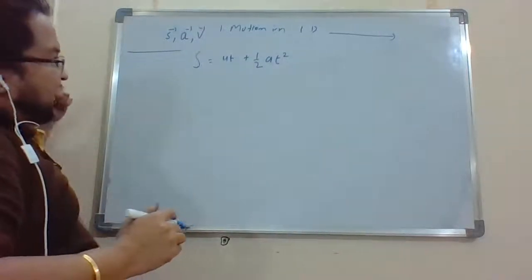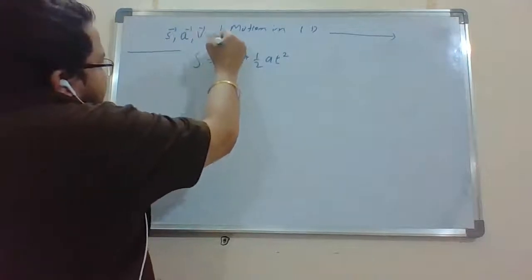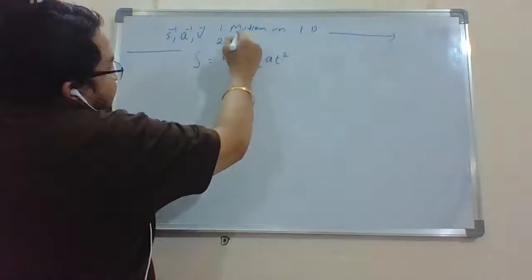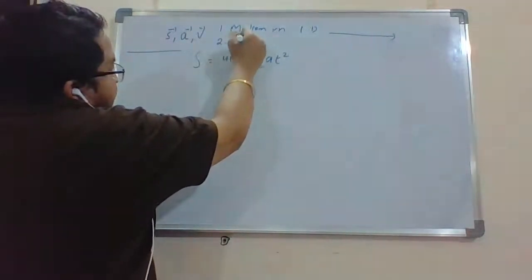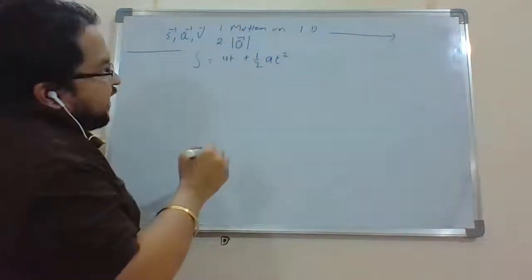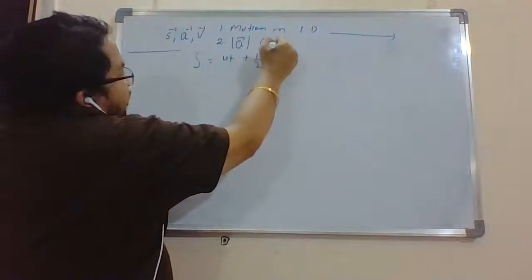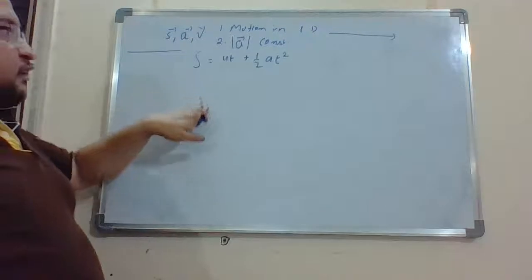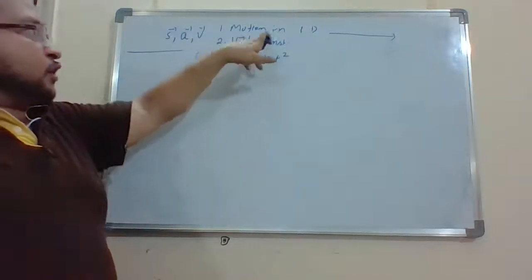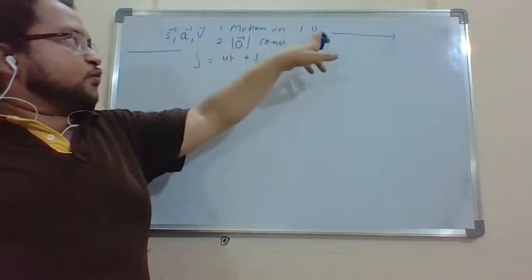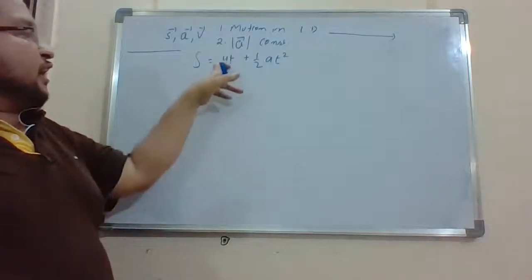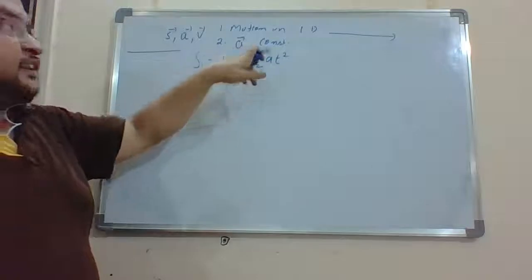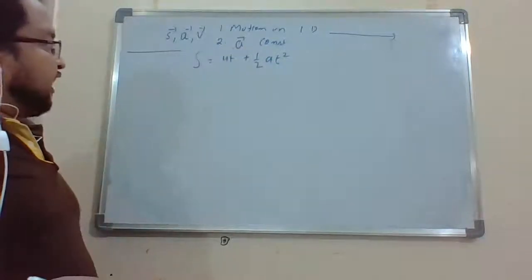Then the second assumption here is that your a, both magnitude and direction, is constant. I repeat, your kinematics equations hold good only when we are talking about motion in one dimension and only when your acceleration, not just the magnitude, the entire acceleration, magnitude and direction, is constant.